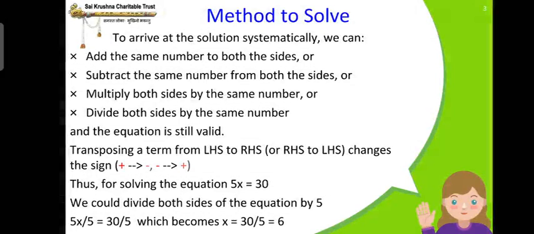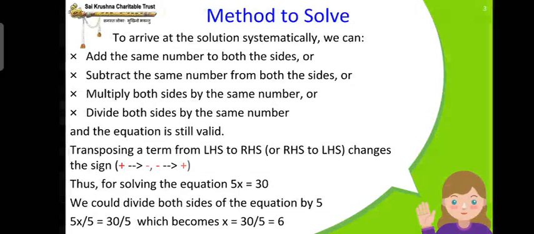So, methods to solve. There are many methods in order to get the solution. You can add the same number to both sides, or you can subtract. I'll tell you examples for all these. You can either add the same number to both sides, in the sense to LHS as well as RHS, or you can subtract the same number from both sides, or you can multiply both sides by the same number, or you can divide both sides by the same number. Okay, so these are the 4 things which you have to keep in your mind. You can't do it for one side, you have to do it for both sides, that is LHS and RHS.